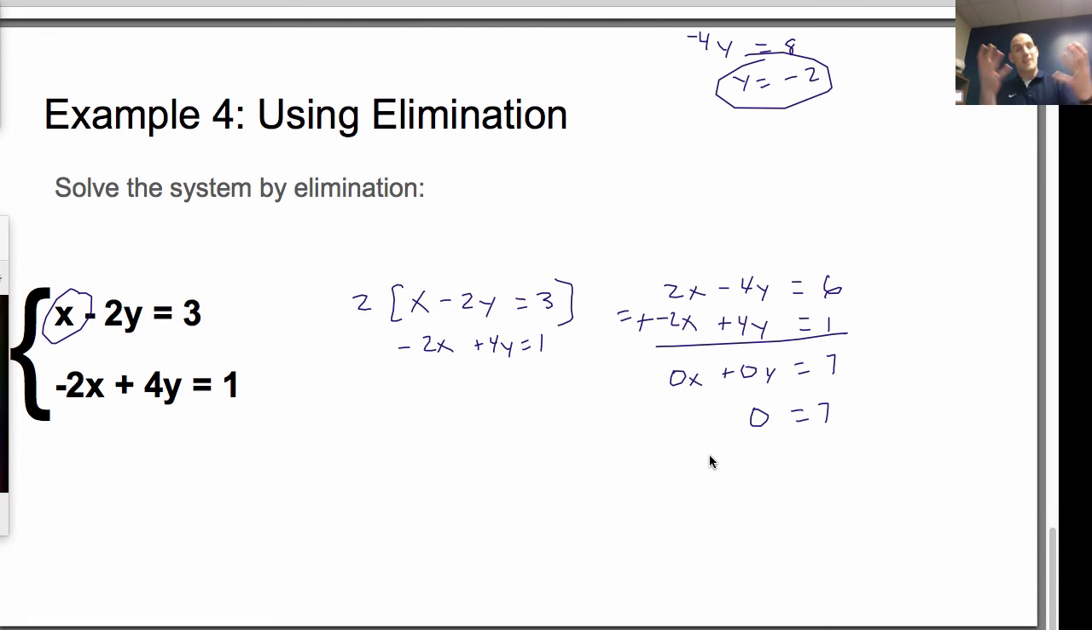And so when I end up with a nonsensical answer like this, it means that there's no solution to this system. Okay, so after you combine your lines, you've got to check to see that they have a solution. If it doesn't make sense, then you are without a solution on that one.